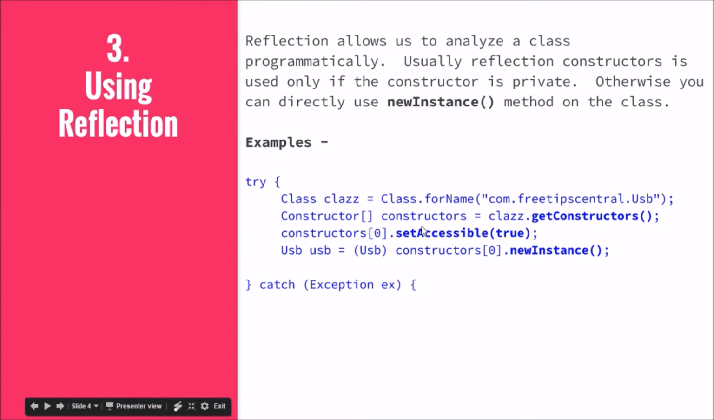Now let's assume that there is only one constructor and I want to use it. So I'll say constructors of 0th element dot setAccessible equals true. That means I'm assuming that this constructor is a private constructor, but I want to have access to that. So I'm saying setAccessible equals true. That means give me access to this constructor. Finally, I just call the newInstance method on this constructor and it returns me the instance of the USB class. So I hope this is also very clear to you.